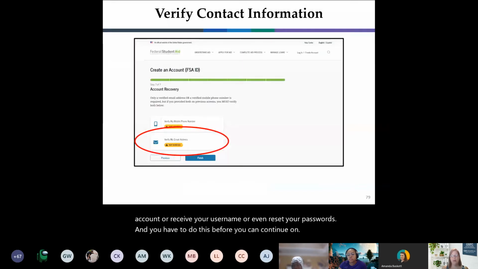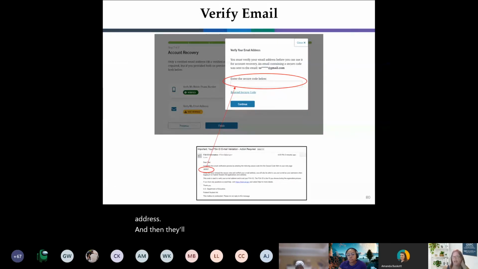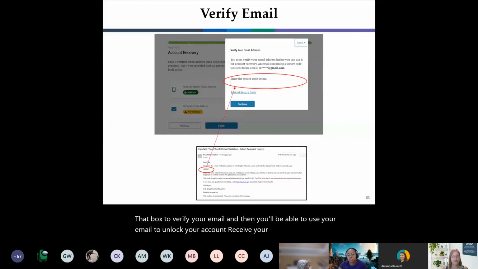So once you've done your mobile number, you'll do the same thing with your email address. You'll click on verify my email address, and then they'll email you a code, and you will take that code and enter it into that box to verify your email. Then you'll be able to use your email to unlock your account, receive your username, and reset your password. And you will have to do this process before you can move on to the next step.